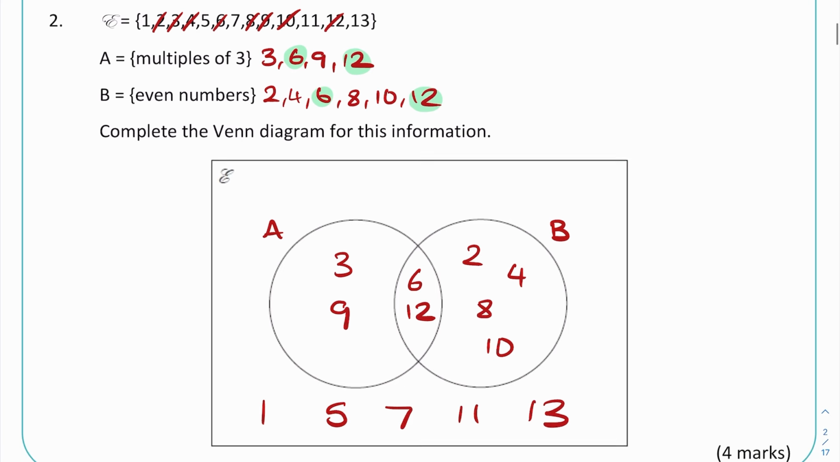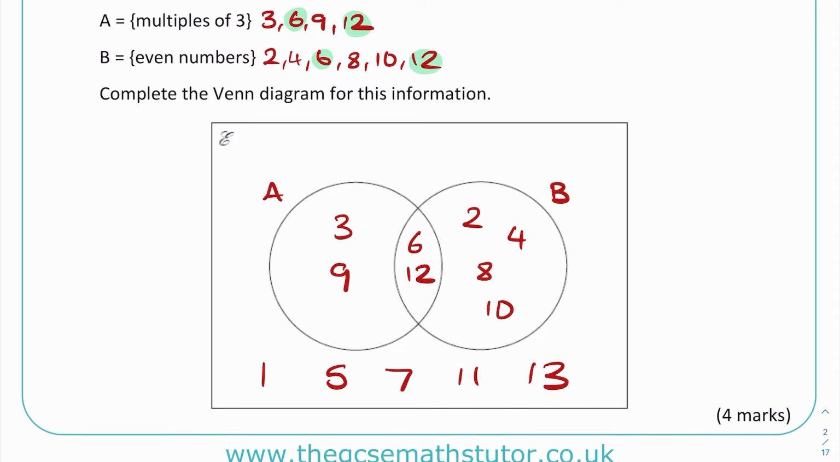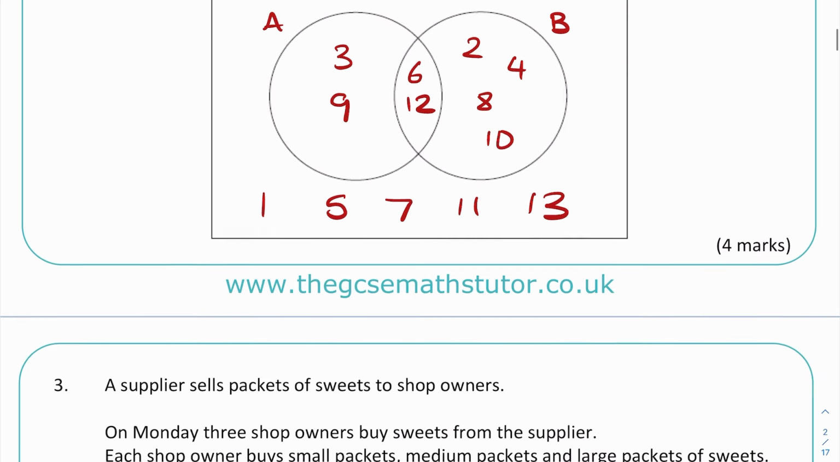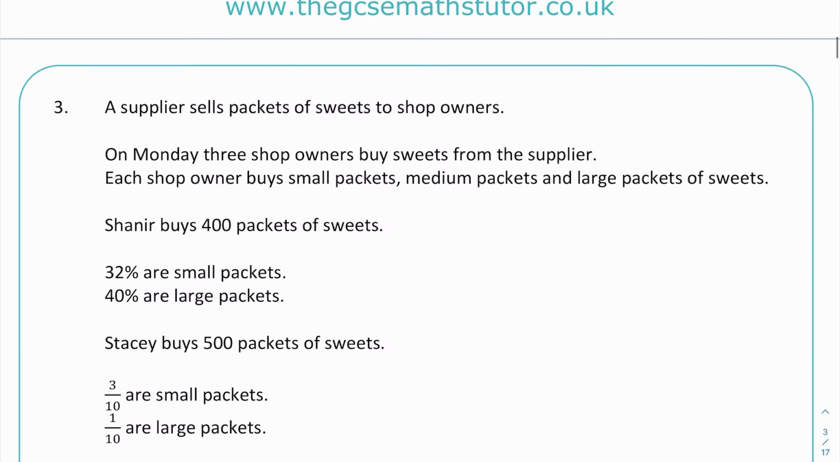And just double check, make sure that you have put every number in that list, and make sure that you haven't got any doubles anywhere. You've not put, say, the 2 in 2 different sections of the Venn diagram. So there we go, happy with that. And there is a Venn diagram for question 2.